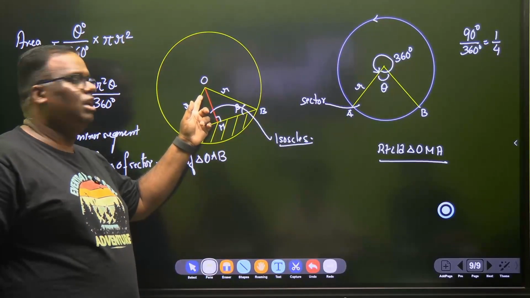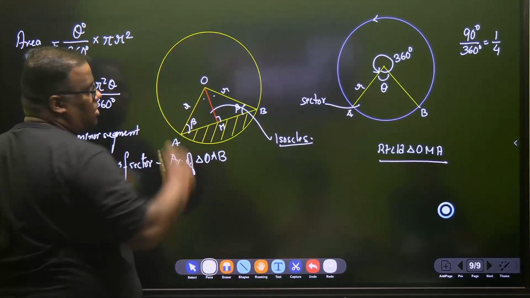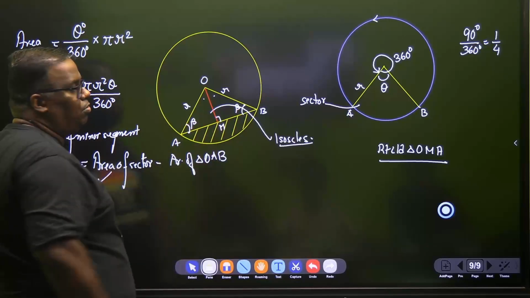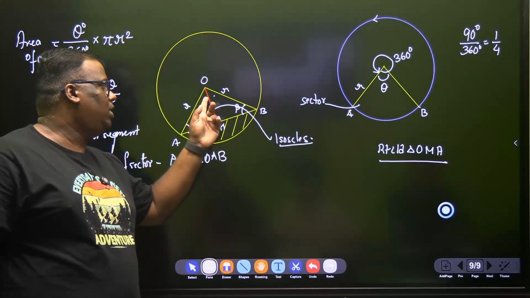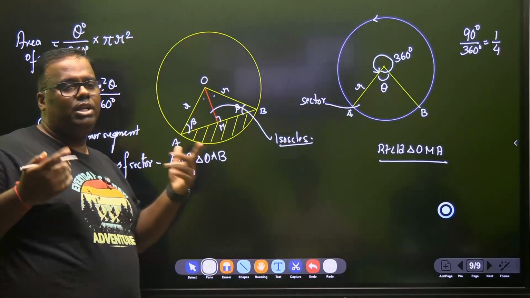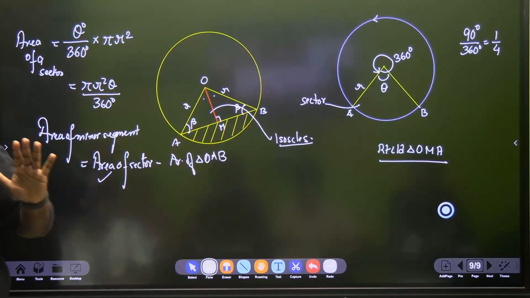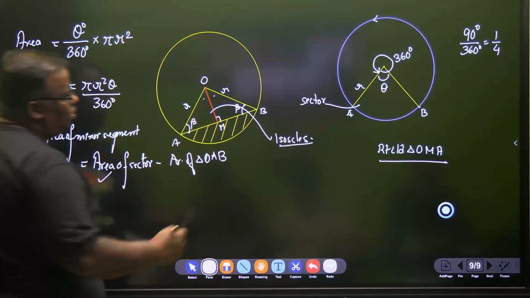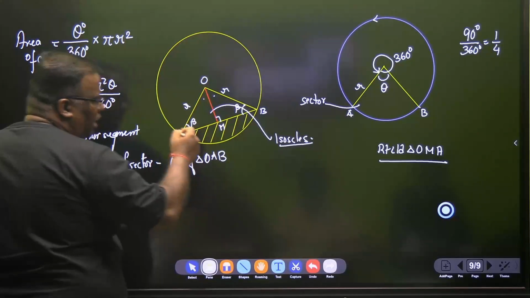Suppose they say this angle is 120. For example, this angle is 120 means each angle is 60. So 120 means the rest of the two must be contributing to the balance. How much is the balance? 180 minus 120 is 60. So these two should be 30, 30 each. Have you understood? So we have got the value of beta. Beta is 30.